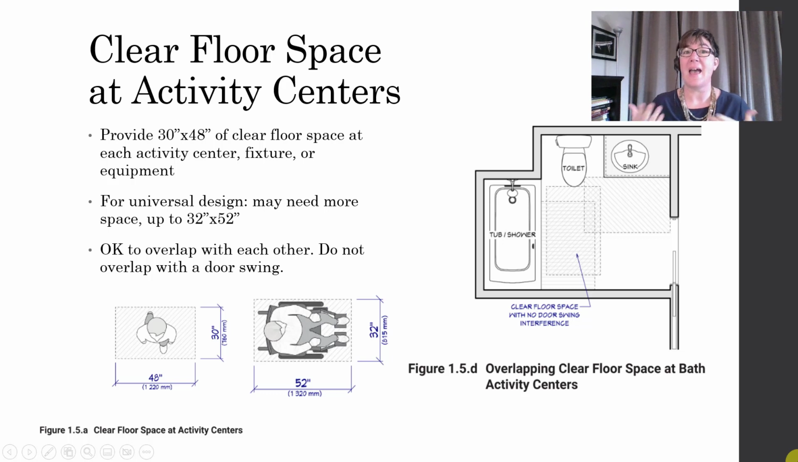You will remember that you need to provide clear floor space at each appliance or fixture in a kitchen or bathroom. That clear floor space could be 30 by 48 inches, or it could be bigger than that depending on your specific user's needs. It's okay if those clear floor spaces overlap with each other, and we see that in this illustration here. What you don't want is for them to overlap with any door swing. It's not included in this illustration because we're using a sliding pocket door.